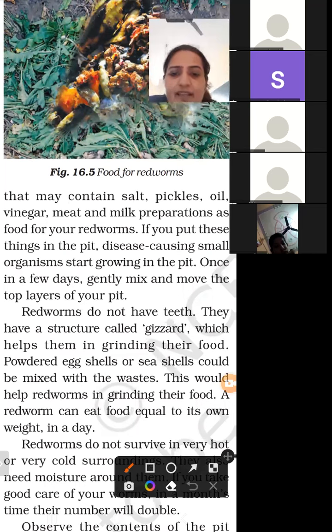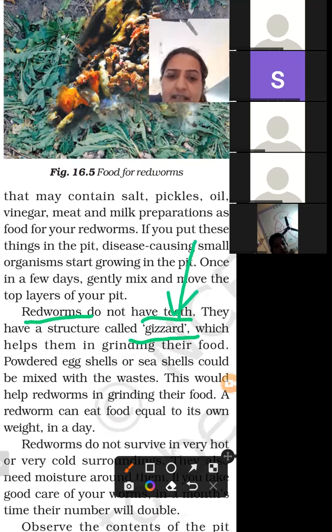So we are talking about the red worms. As we know, red worms need food. And how can we give this type of food? The vegetable waste, plant waste. As we know, red worms do not have teeth. They have a structure called gizzards, and with the help of these gizzards, they help to grind food.